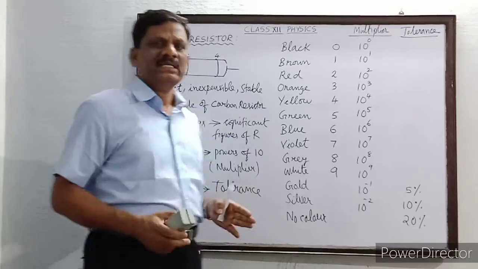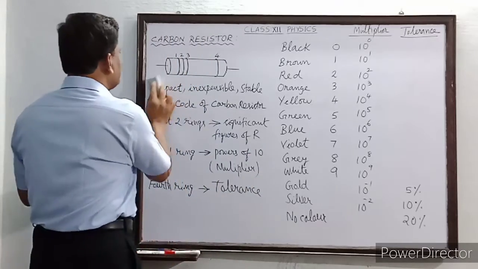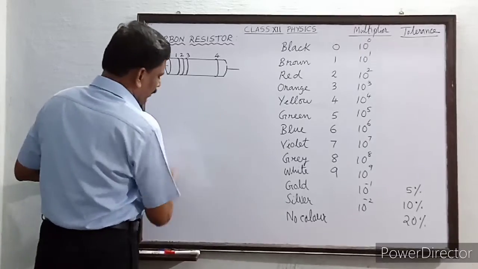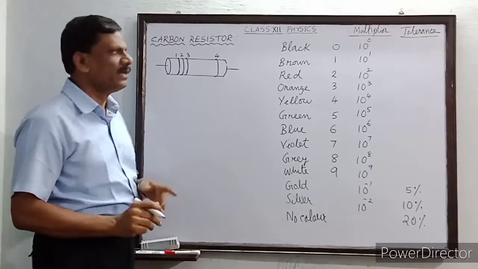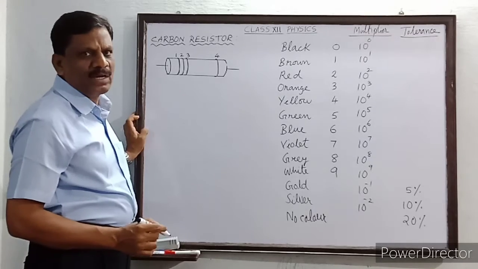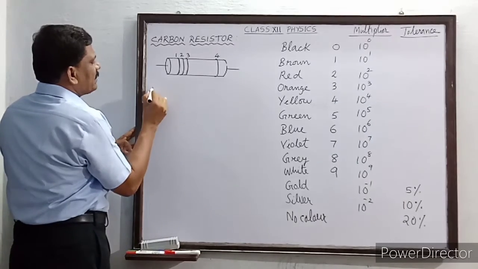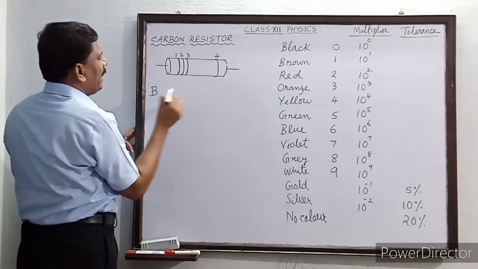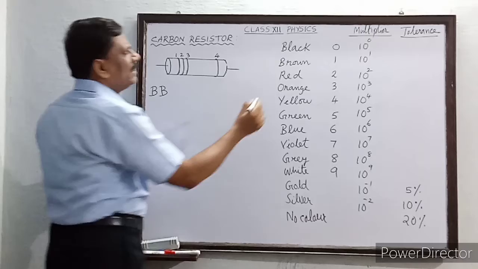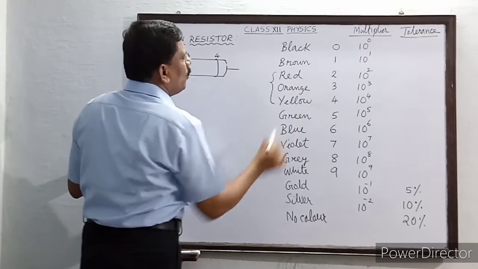For that, in the textbooks they have given a sequence. So that sequence you have to learn and remember always. We started with which color? Black, followed by brown. So you remember it like this: B for black and this B for what? Brown. Then these three colors R, O, Y.